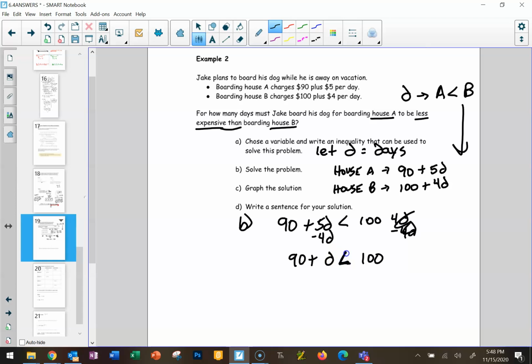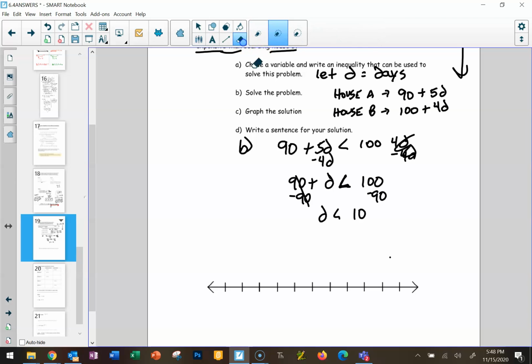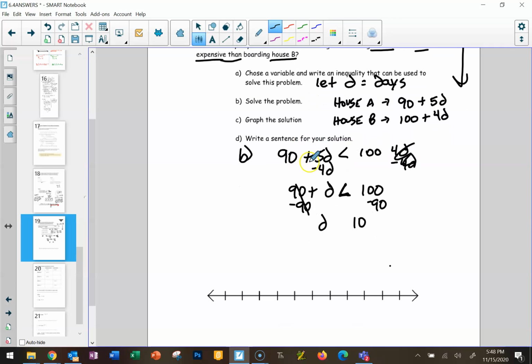So I've got 90 plus D is less than 100. Well, I should probably get that 90 to the other side. So I will subtract 90 from both sides. That cancels there, and I'm left with the final answer, which is D is less than 10. So what I'm saying here is, as long as, what's his name? Jake needs to be gone for less than 10 days, boarding house A is going to be cheaper for him. If he's gone 10 days or longer, then he should pick house B.